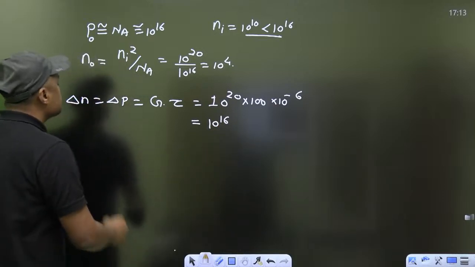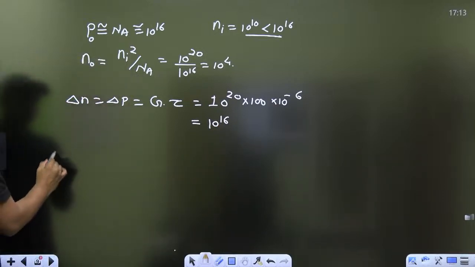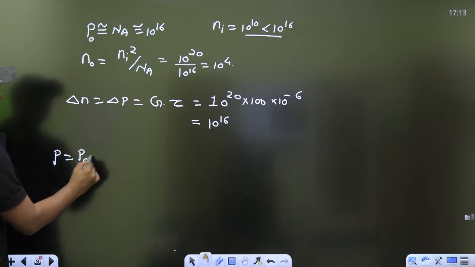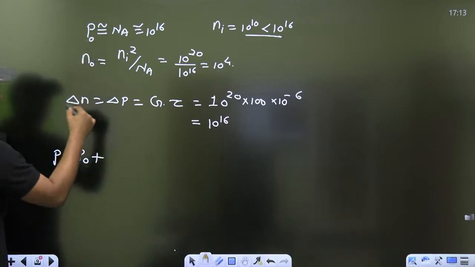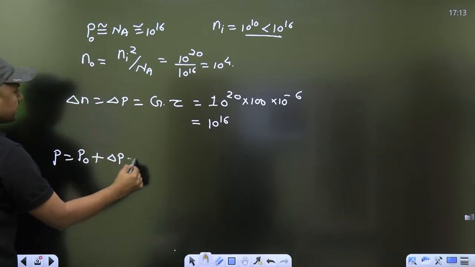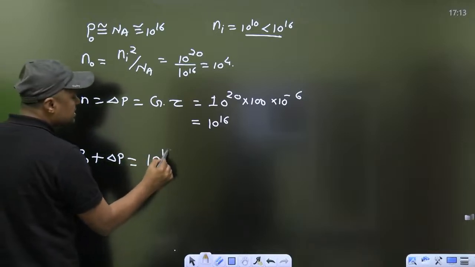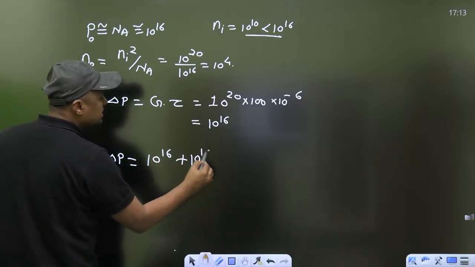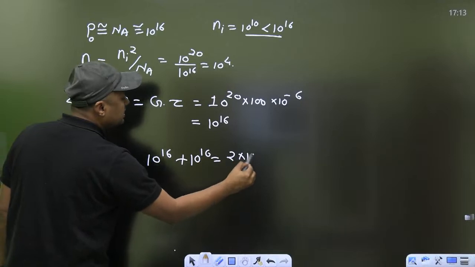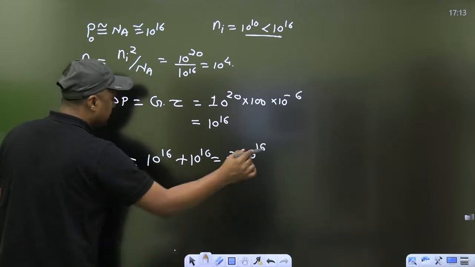10 to the power 16. Now, what is the new hole concentration? That is given by P naught, that is initially, plus the change in the concentration. 10 to the power 16 plus 10 to the power 16 is equal to 2 into 10 to the power 16 per centimeter cube.